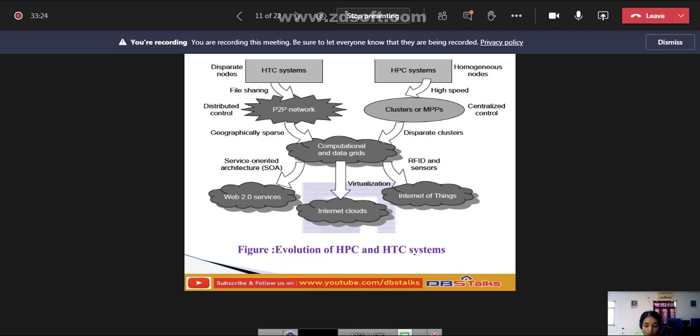So clusters of cooperative computers are nothing but computers that are interconnected and work cooperatively as a single integrated computing resource. So that is called the clusters of cooperative computers.